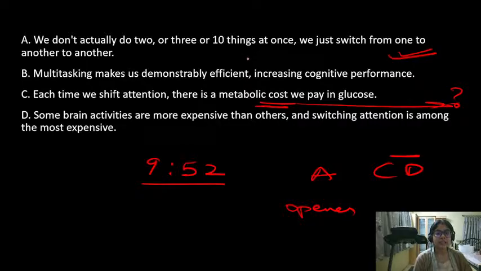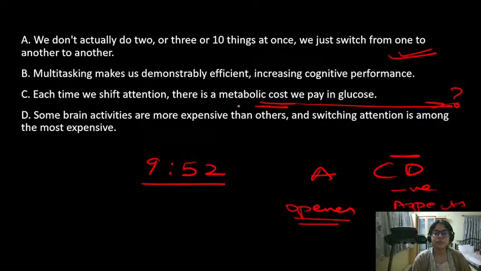Then B, multitasking makes us demonstrably efficient, increasing cognitive performance. Where to put it depends on the connotation of the sentence. Okay, and the other 2 sentences. A is sort of an opener. It tells you what the paragraph is about. C and D talks about the negative aspects.